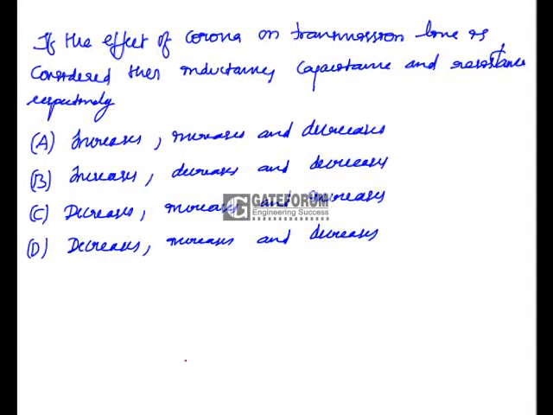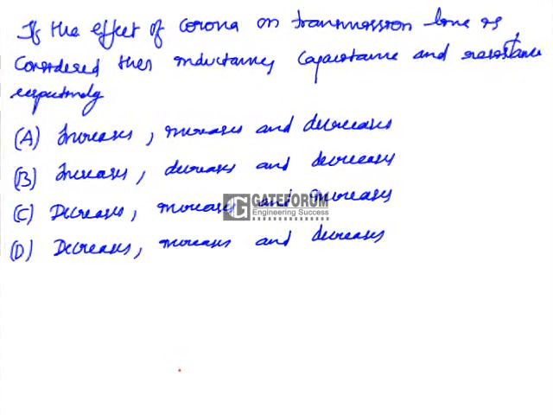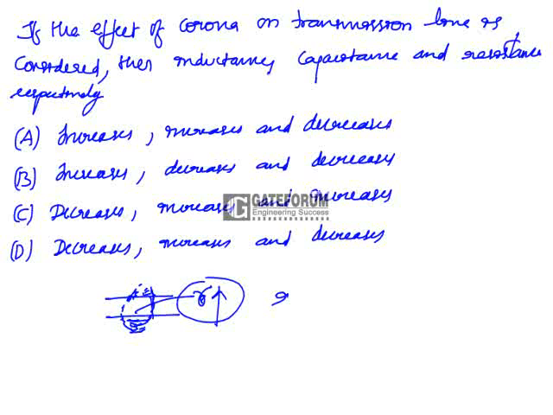If the effect of corona on a transmission line is considered, then inductance, capacitance and resistance are respectively? We have to find whether these three passive elements are going to be increased or decreased. Now what happens in a transmission line because of corona? Corona is nothing but electrons on the surface of the conductor. Because these electrons are conducting, the effective radius is increased. That means due to corona we can say the effective radius will be increased.